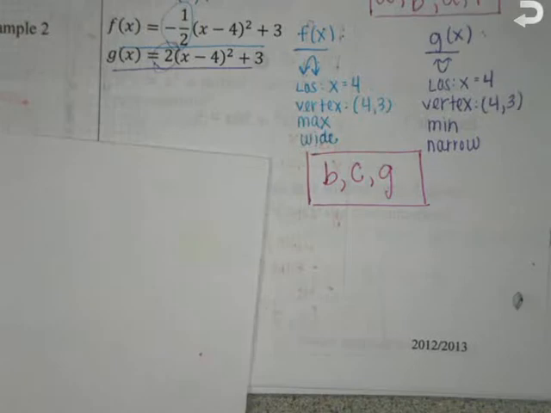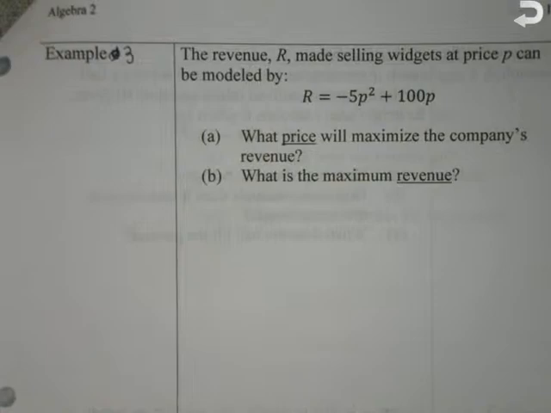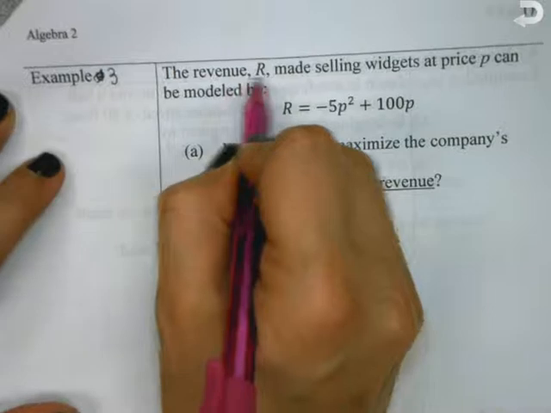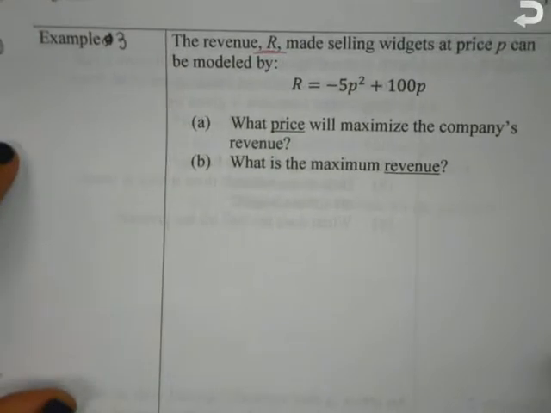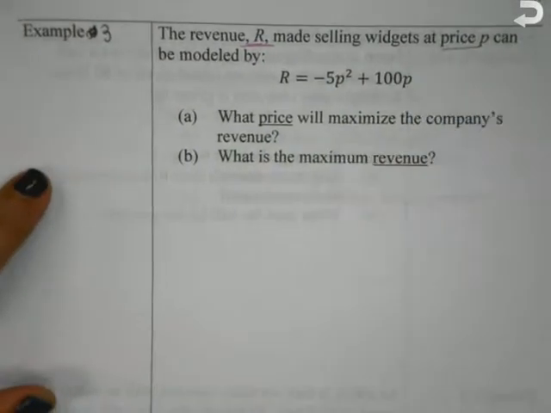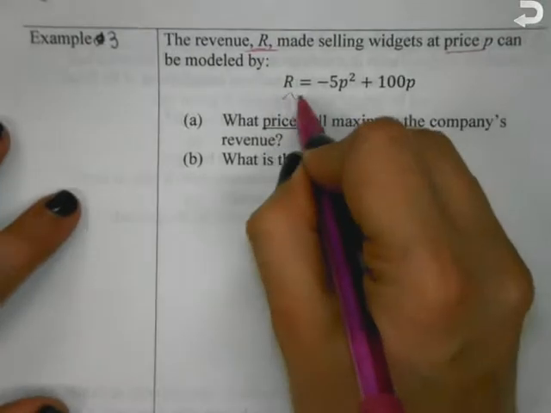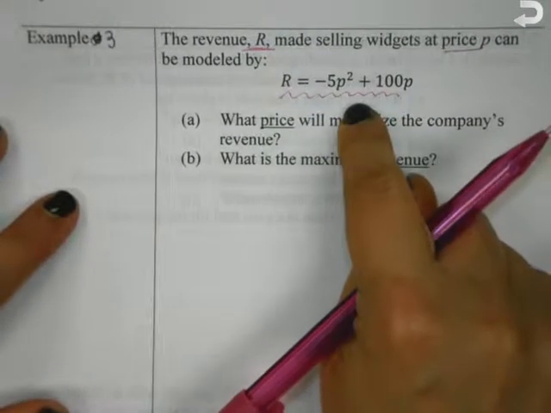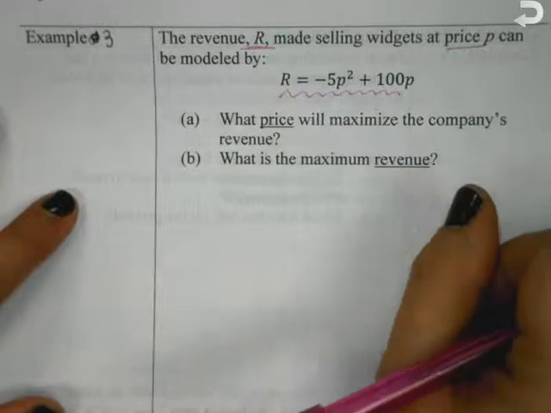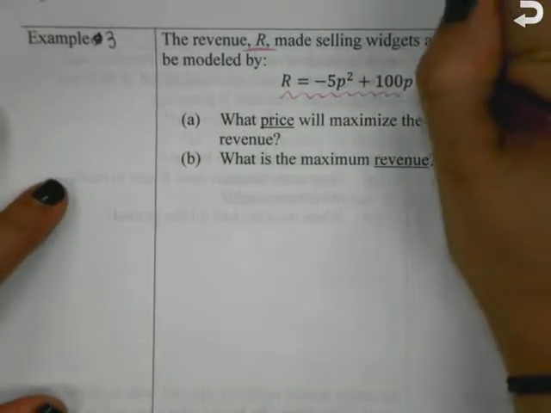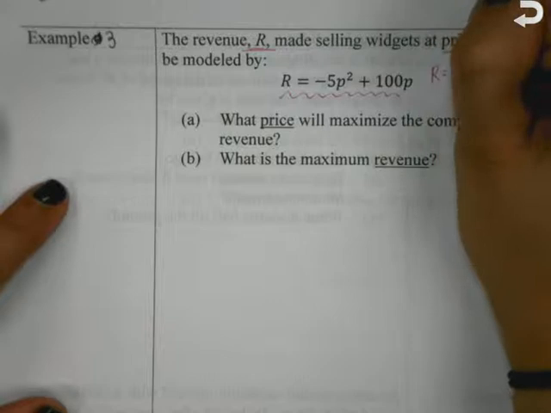Example 3. The revenue R, so capital R is revenue, made by selling widgets at price P, so P is the price, can be modeled by this equation. What I want you to write is the equation, and then right next to it I want you to label that capital R is equal to revenue and P is equal to price.